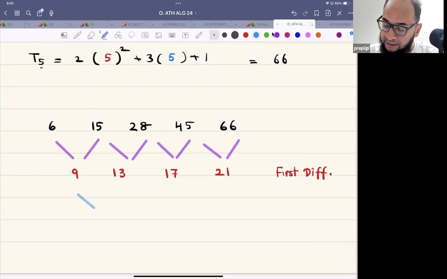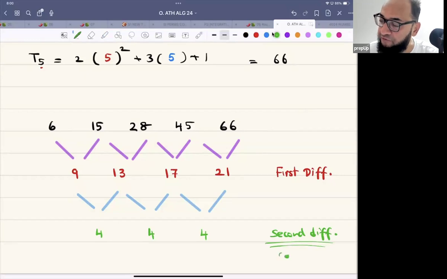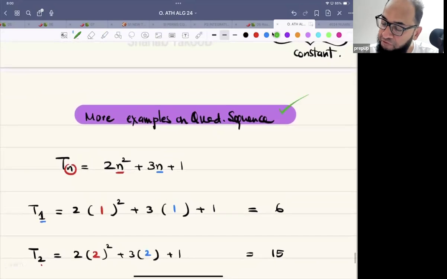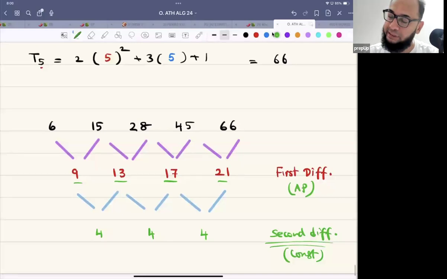Let me find the second difference, which should be constant. 9 and 13, the difference is 4, 13 and 17, it's 4, 17 and 21, it's 4. The second difference is constant. That means the first difference is an arithmetic progression, 9, 13, 17, 21. That means we have further consolidated the fact that yes, it's a quadratic sequence.